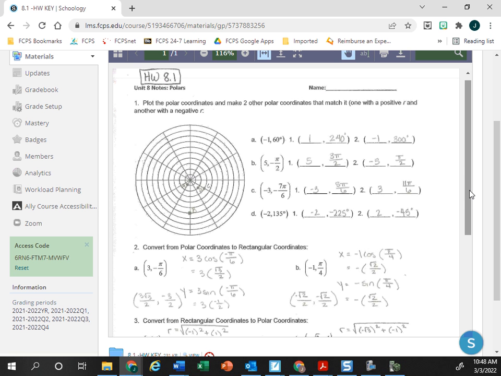What's the answer to 1C for the radius? Are you talking about this right here? This one? The radius, negative 3? Oh, 5 pi over 6? Yeah? Okay. Sorry, I just wanted to make sure. I didn't know what you were asking.